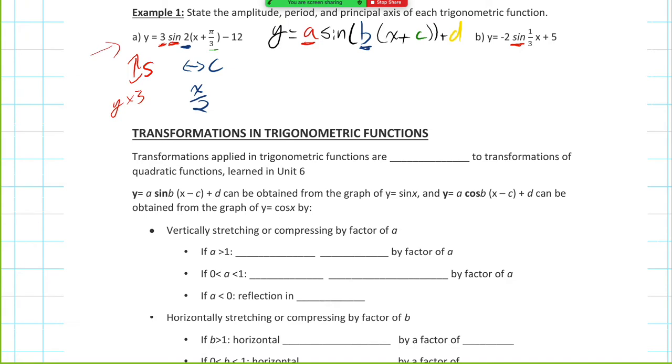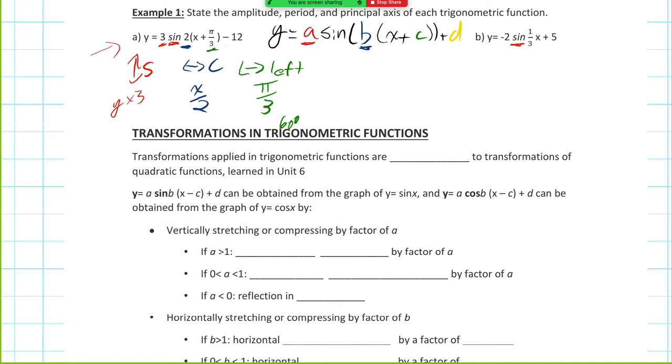The c value is pi over 3, and that has to do with horizontal again. Because it's a positive translation, it's a movement to the left by pi over 3. So keep that in mind. Pi over 3 is actually 60 degrees, just in case you're more familiar with the degrees aspect of it. So it's a phase shift of 60 degrees, or pi over 3, to the left.